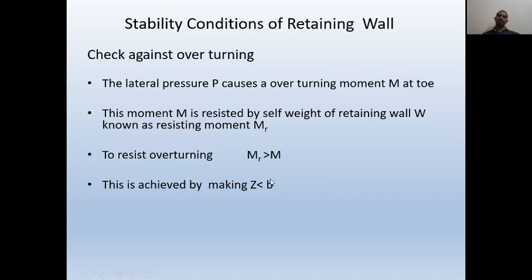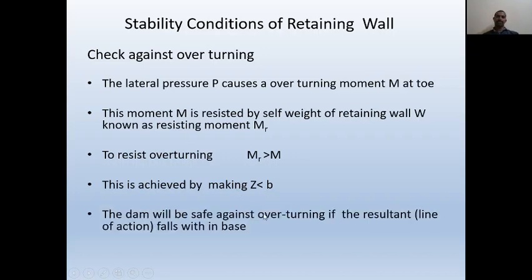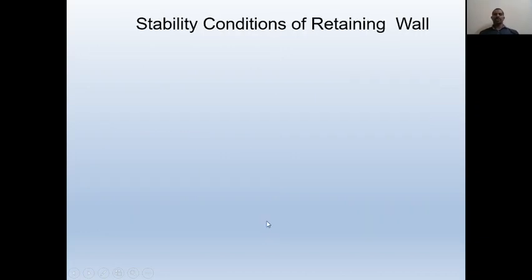If the resultant does not cut the base, or is going in excess of its base, then there is a possibility of overturning. This is also a direct check you can apply. The wall will be safe against overturning if the resultant line of action falls within the base. If not, it will be subject to overturning effect.